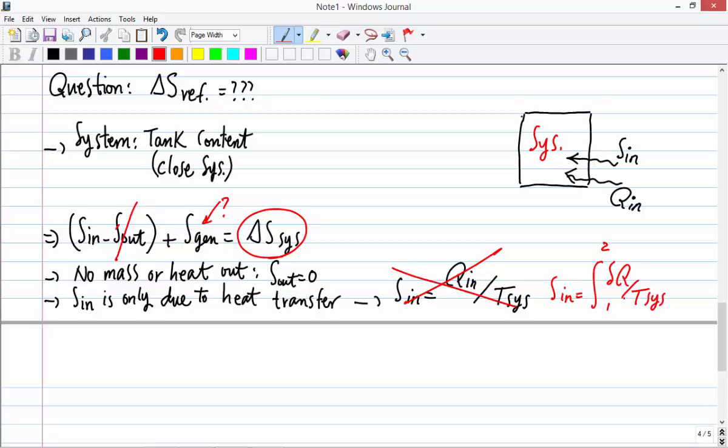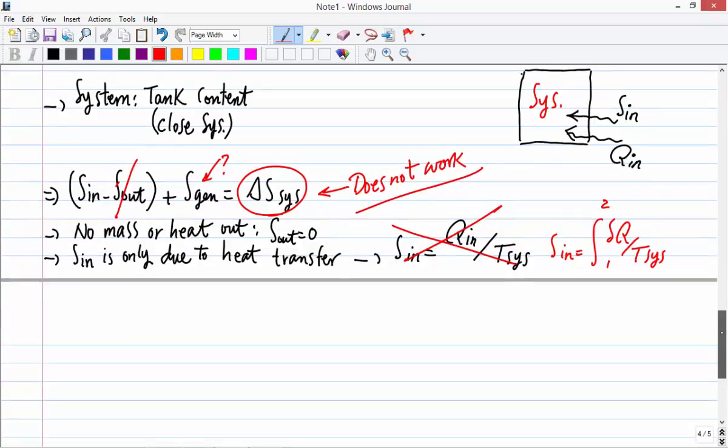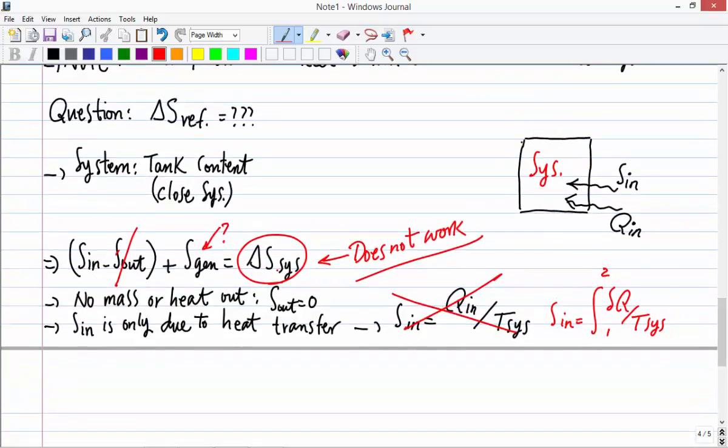So I cannot find delta S, right? So I guess it doesn't work. This one doesn't work here because I don't know how the temperature of the system changes. I don't know anything about the generated entropy. So this does not work. Then what should I do? How can I find delta S?